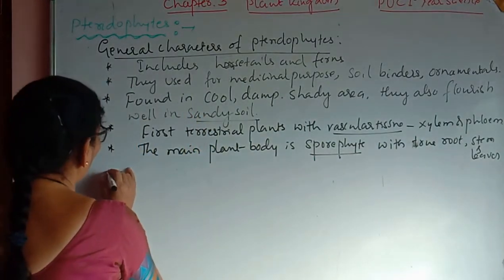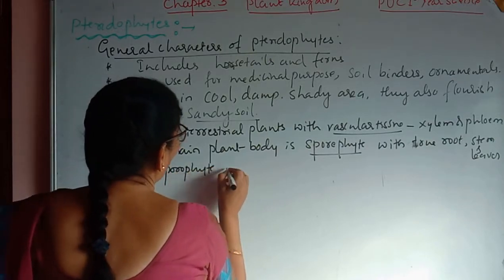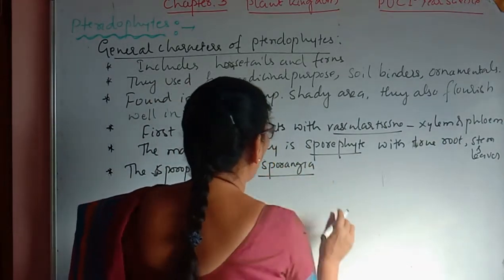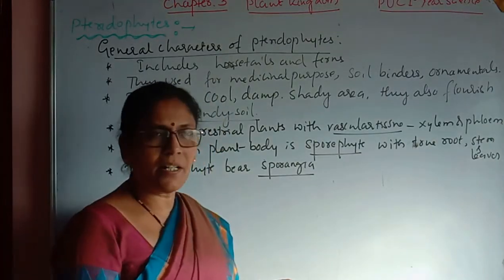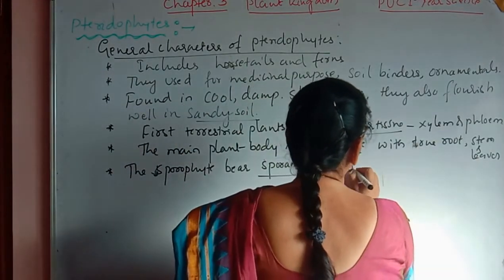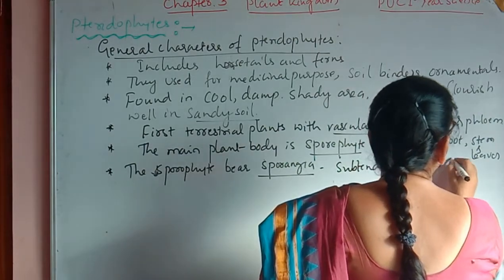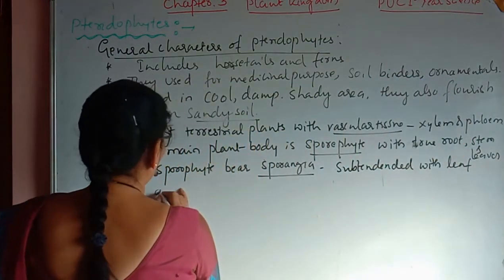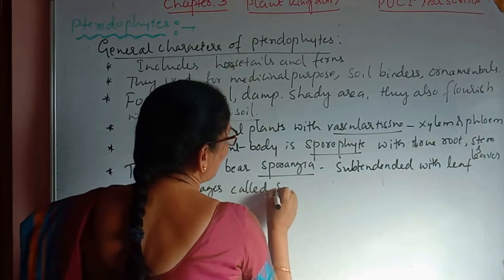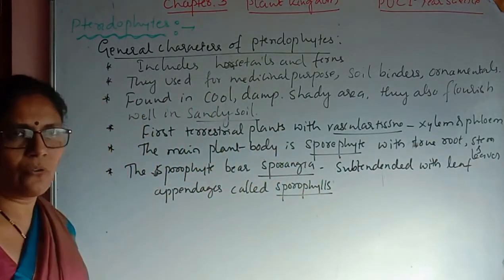Next, the sporophyte bears sporangia. The sporophyte bears the sporangia and they are subtended with leaf-like appendages called the sporophylls. Leaf-like appendages called the sporophylls.